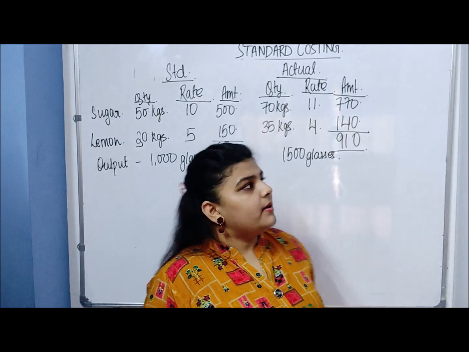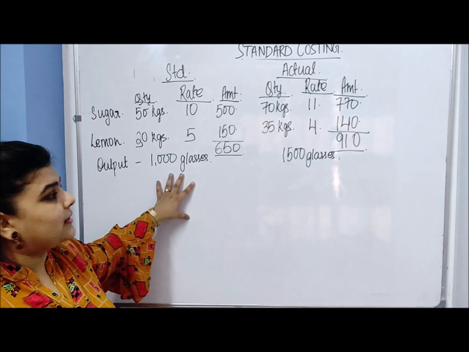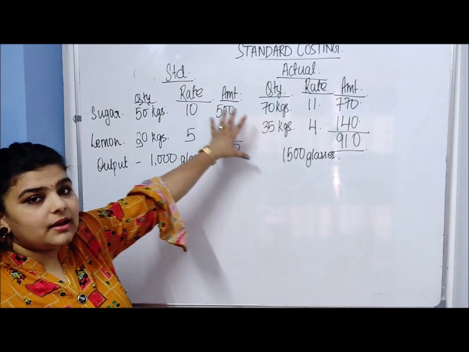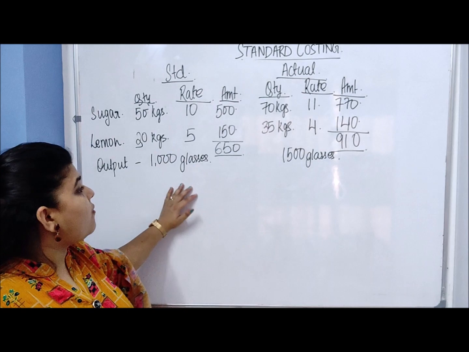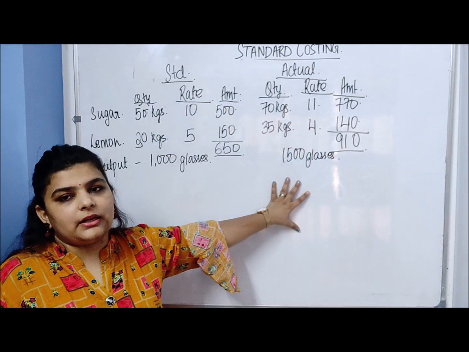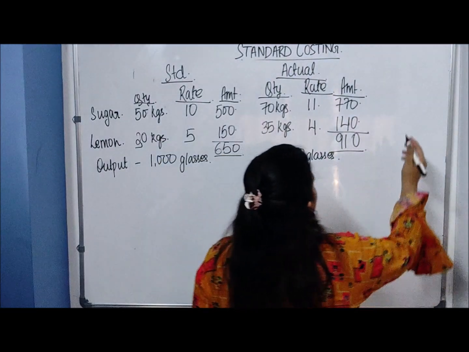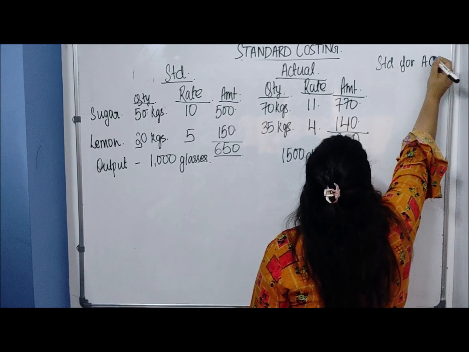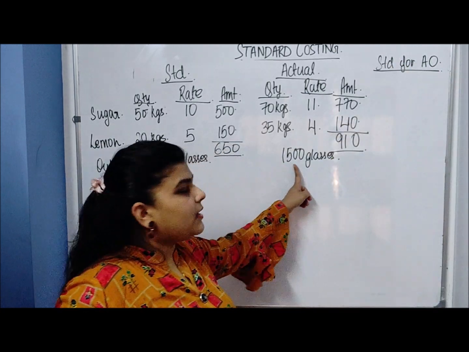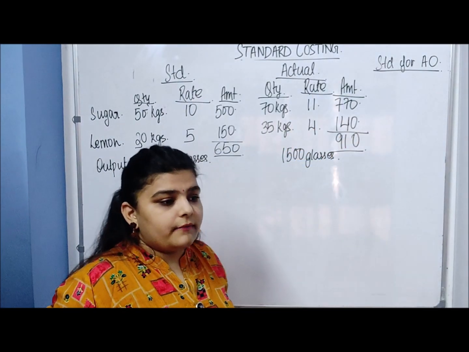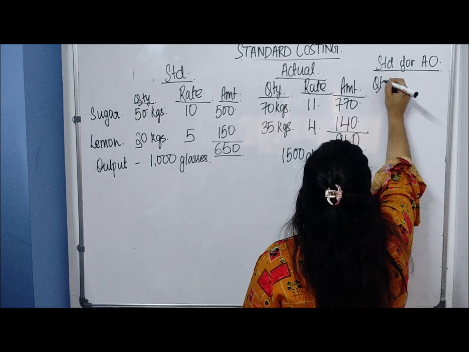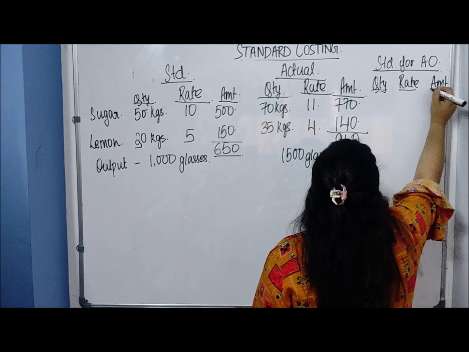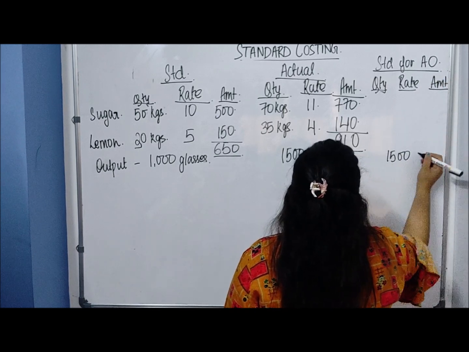Right? Similarly, can you compare the standard for 1000 glasses with the actuals of 1500 glasses? No. If 1000 glasses need this much material, I will have to calculate the requirement for 1500 glasses. So we are going to make one more table, that is standard for actual output. How much will the standard be for actual output? We are going to calculate that. So quantity, rate and amount. This will be for 1500 glasses.